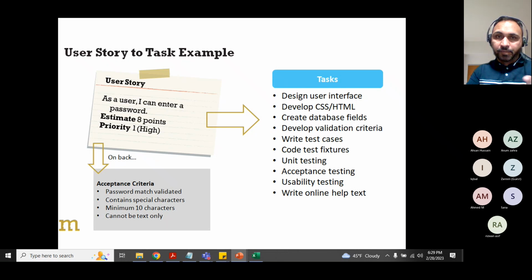So apparently a user story, when you're estimating it, which is our next topic, keep these tasks on the slide in mind. Okay.